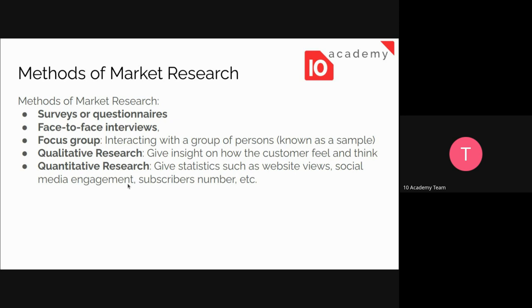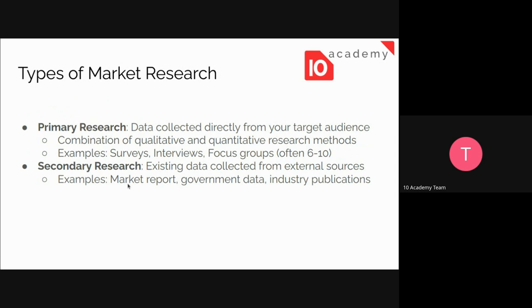So as we know now how we can do market research, let us see the types of market research, because we don't have just one type. We have basically two categories. The first one is called primary research. During that process, we will be focusing on data collected directly from our targeted audience. And we can use both qualitative and quantitative research methods. Which means that we will be focusing on how our customers think and feel, as well as on the numbers and statistics that will help us to collect more data and after analyze them.